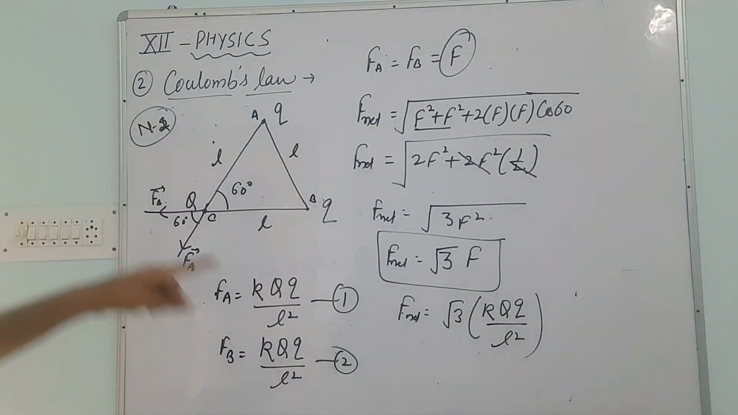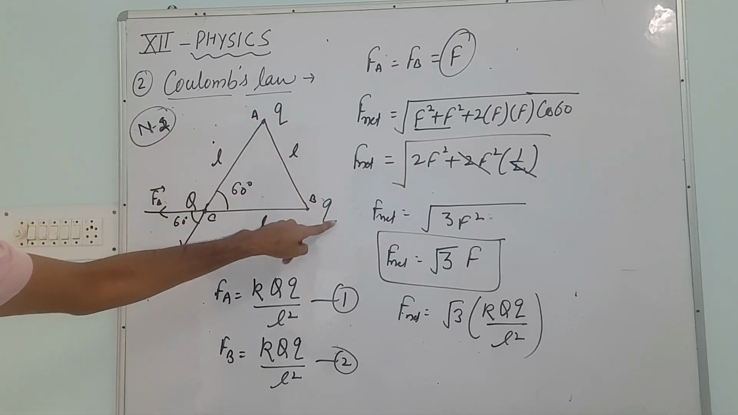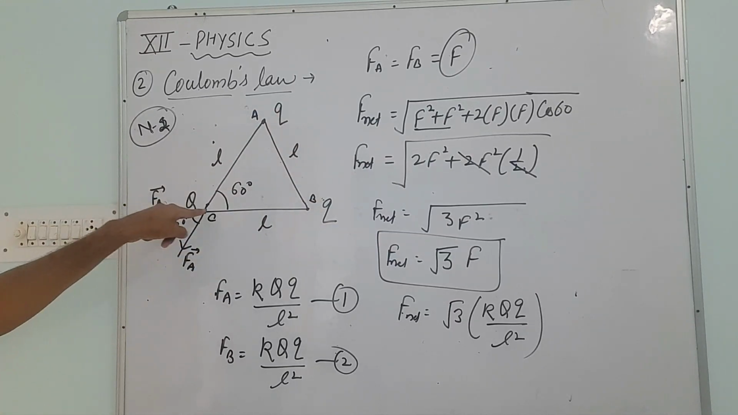Now you can try yourself this question by changing the data. Let Q be 10 microcoulomb, this one 20 microcoulomb, this distance 10 centimeter or 5 centimeter.